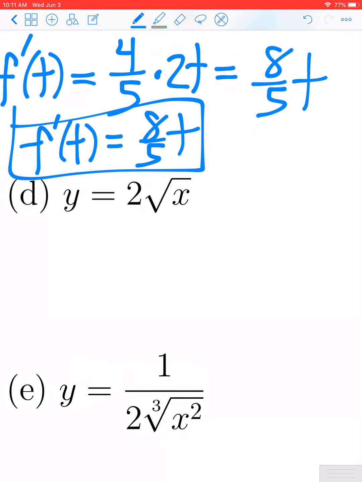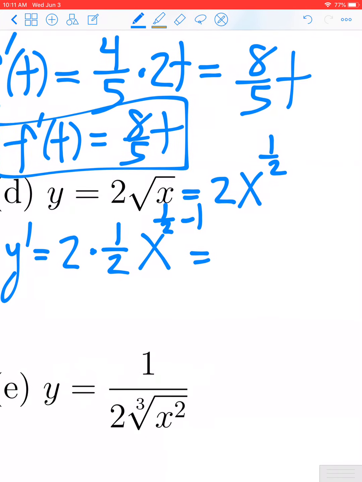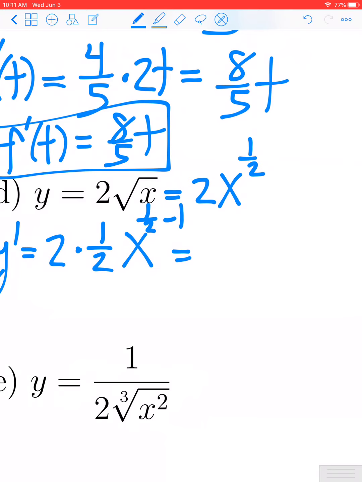Let's take a look at part D. Again, we want to do a rewrite on this to start. We can think of this as 2x to the 1/2 power. Let's take a derivative. Leave the constant multiple 2 alone. It's going to be 2 times, we bring the power down, x to the, reduce the power by 1. It's going to be to the 1/2 minus first power. 2 times a half is 1. And then 1/2 minus 1 is negative 1/2.